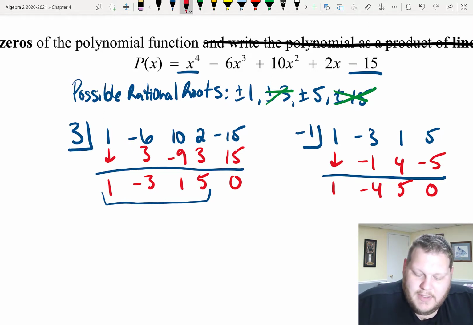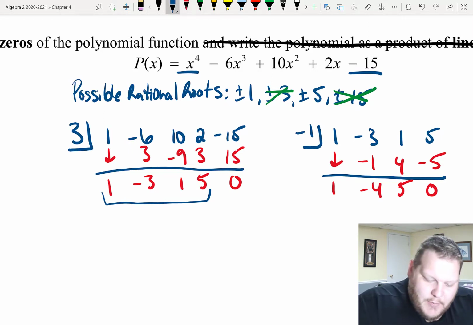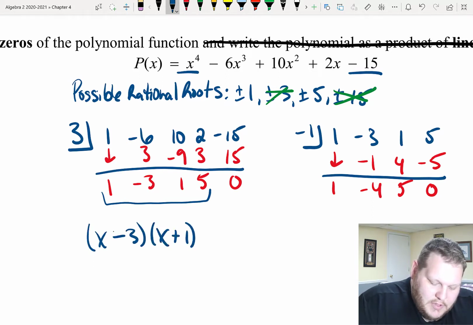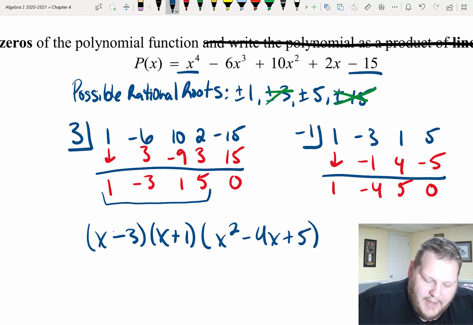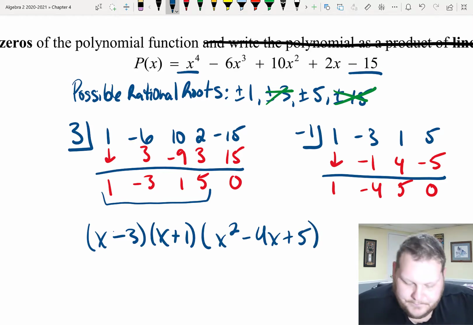Now what's left is just a quadratic, so I'm pretty confident we can handle it. If we wanted to write it out as factors so far, we have x minus 3, x plus 1, and then the thing we're left with is x squared minus 4x plus 5.